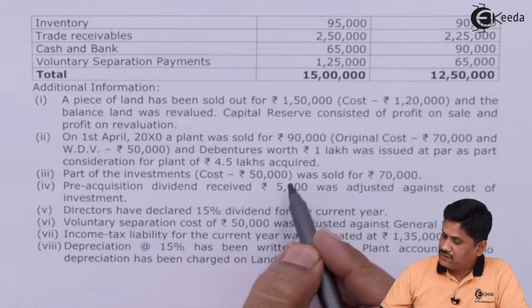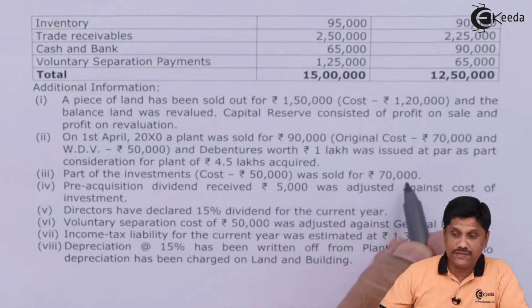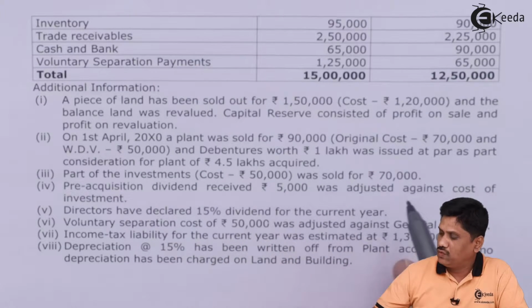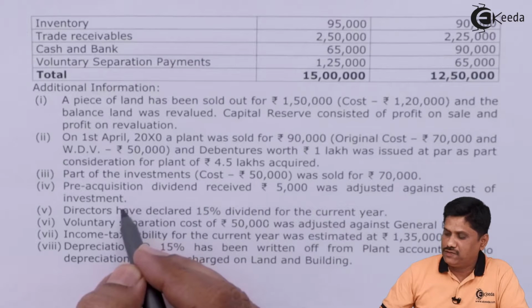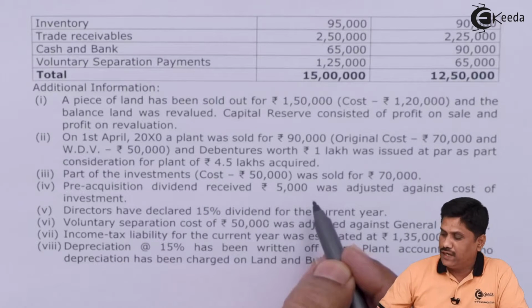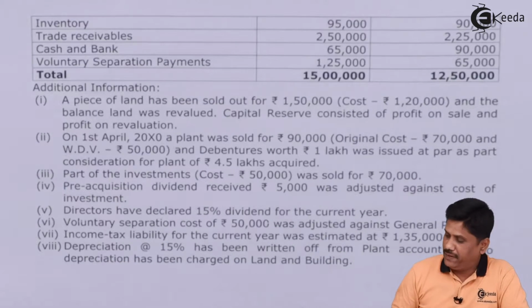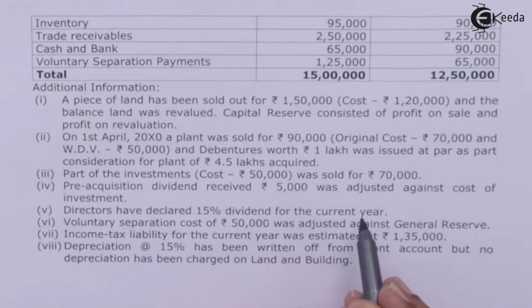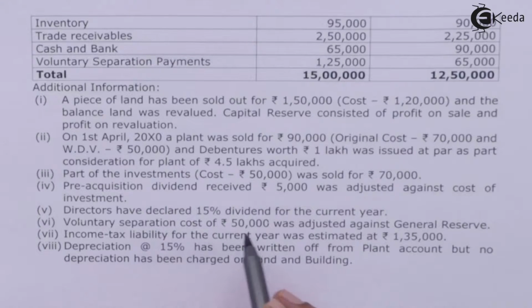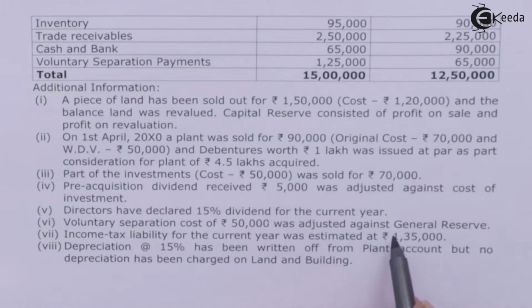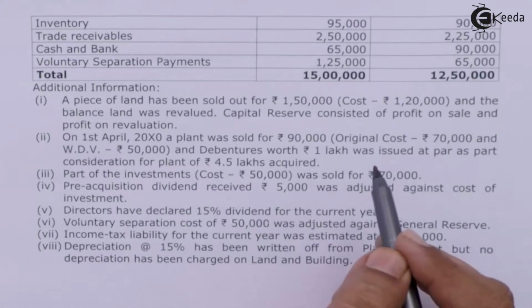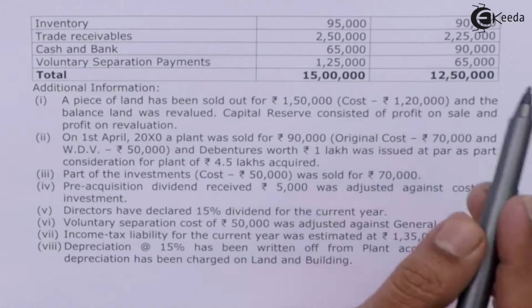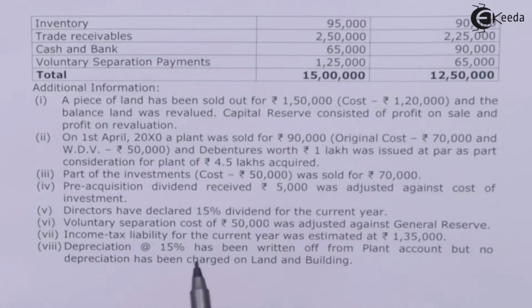Part of the investments costing 50,000 was sold for rupees 70,000. Pre-acquisition dividend received, rupees 5,000, was adjusted against the cost of investment. The pre-acquisition dividend you received is adjusted against cost of investment. Directors have declared 15% dividend for the current year. Voluntary separation cost of 50,000 was adjusted against general reserve. You can notice 50,000 they have adjusted against general reserve. So we'll see how to adjust it.